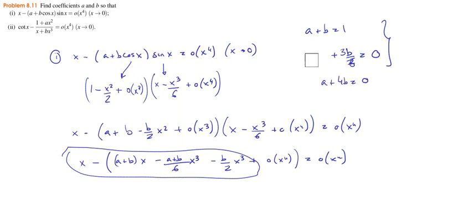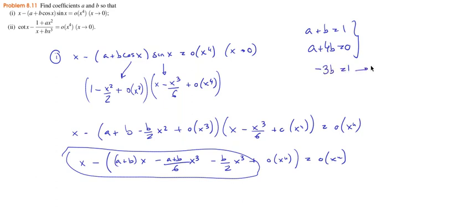So let me write it here: a plus 4b equals 0. So we have a system of linear equations with two variables. This clearly has a solution. Let me just subtract these two identities. So we have minus 3b equals 1. This implies that b is minus 1/3, and this implies that a is 4/3, because this is 1 plus 1/3. So this is a and this is b. Okay, let's do the second one.